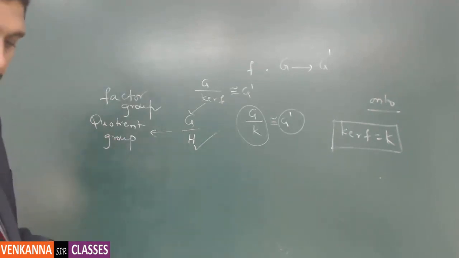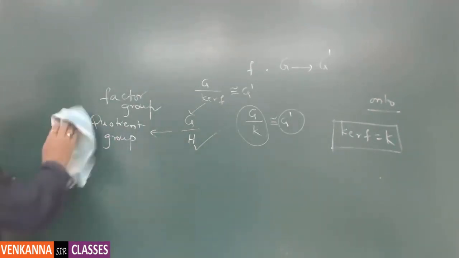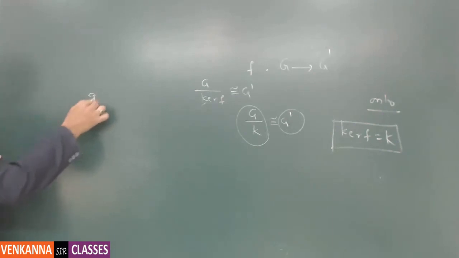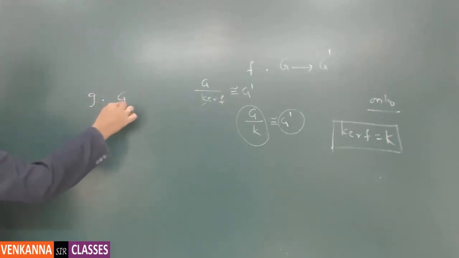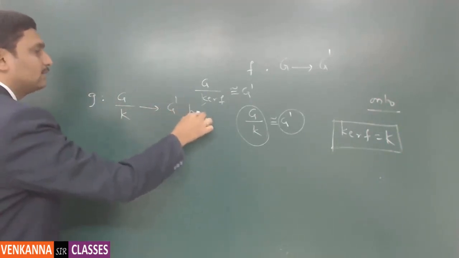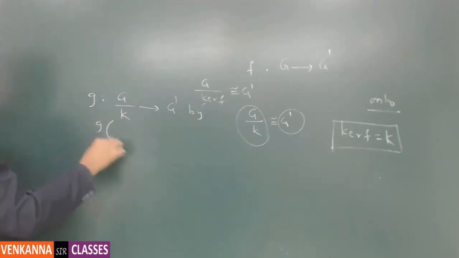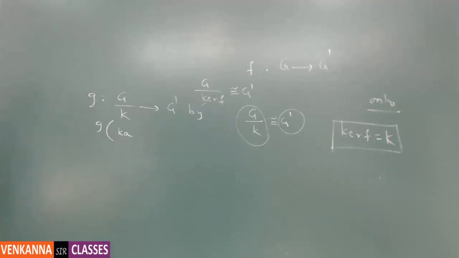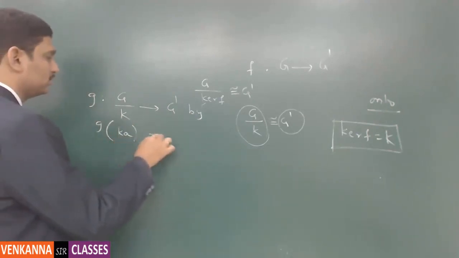Now, first of all, we need to define a function between the two sets. So let us take the function g. How am I defining it? g from G by K to G dash, by g of Ka, you can write it like this, or you can also write it as aK, equals f of a.